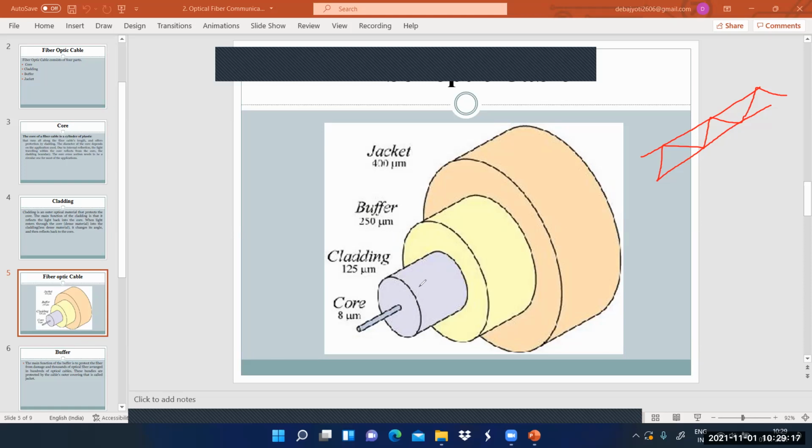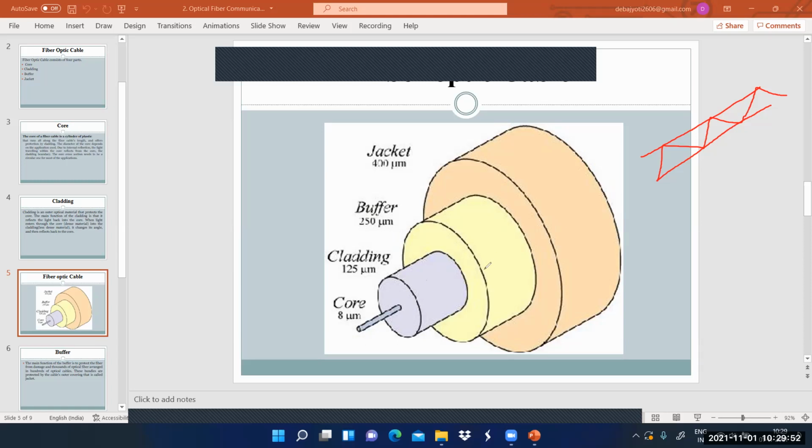When it travels from cladding to core, the cladding is a lower dense material and the core is a higher dense material. So when the light travels from cladding to core, the light changes its angle and returns to the core.